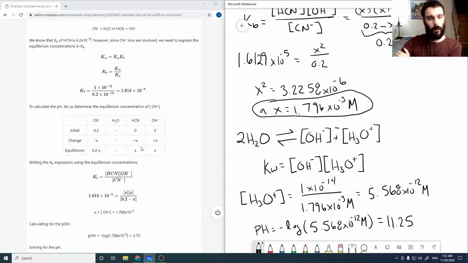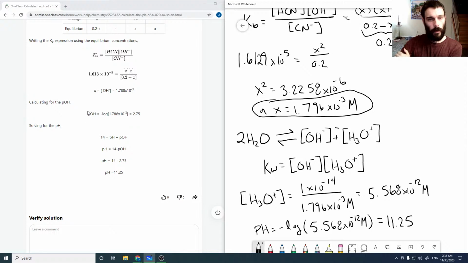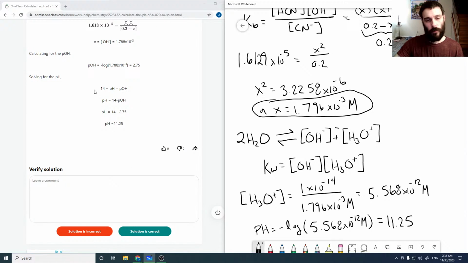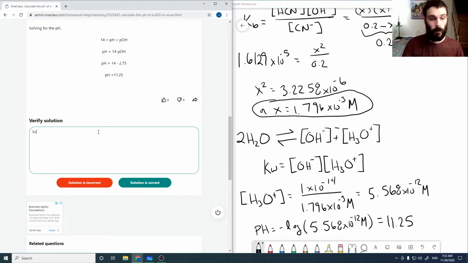Okay, I'm going through here, so in here they actually solve for the pOH, and then we can, just like here how we're solving for H3O plus concentration, you can use this relation instead to solve for pH. It's really the same, just a different direction. But that looks good, so the solution is correct.